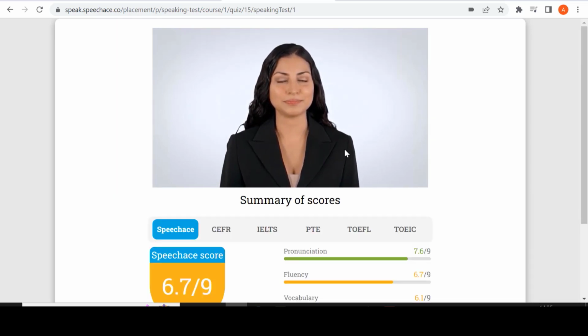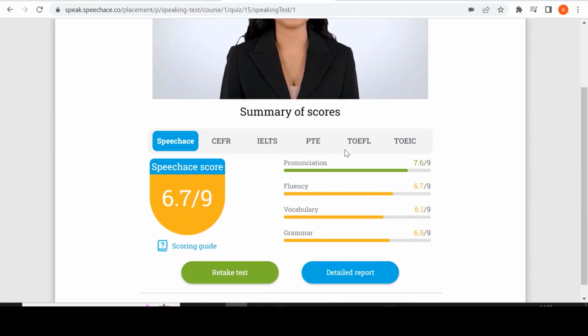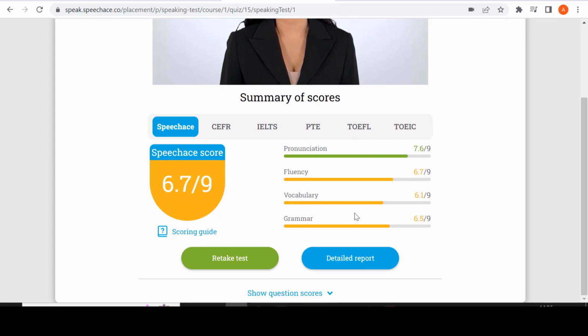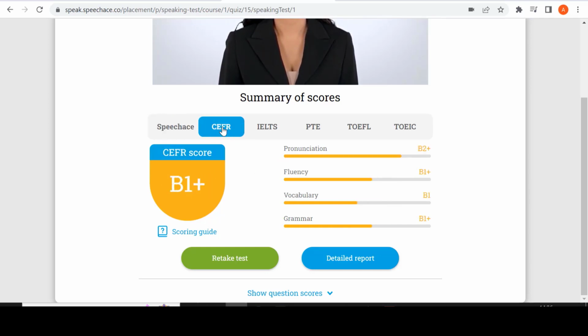And I have got the result. The result is instant summary of the scores, wherein I can see that in my Speechace I've got a 6.7 on 9, and in pronunciation it's 7.6, fluency 6.7, vocabulary 6.1, grammar 6.5. That makes my overall score as 6.7. Then the CEFR grade is also given. So I'm given a grade of B1 plus.